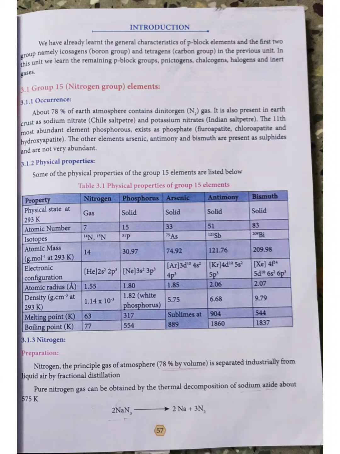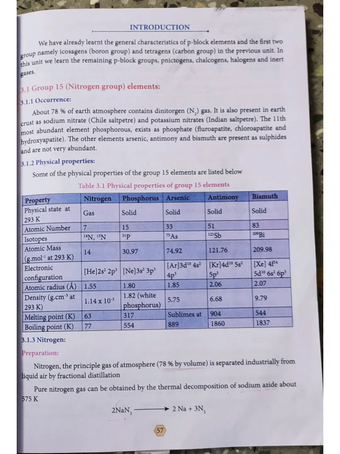Next we are going to discuss the preparation of nitrogen. You know already nitrogen is the principal gas of the atmosphere, about 78% by volume. So it is separated industrially from liquid air by the fractional distillation method.